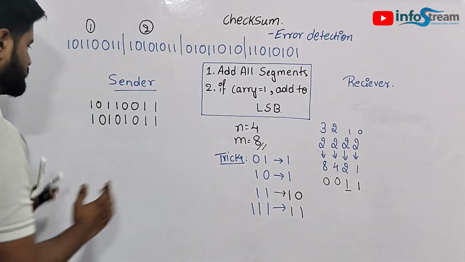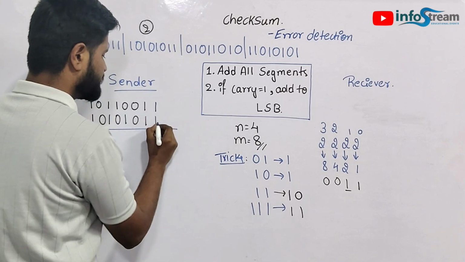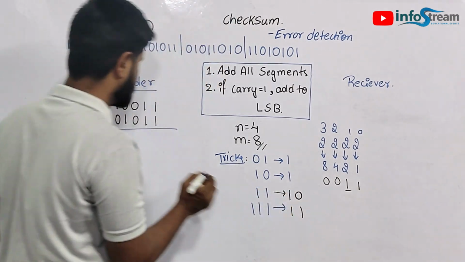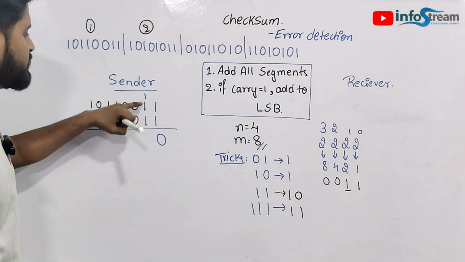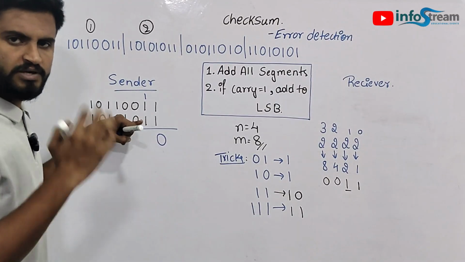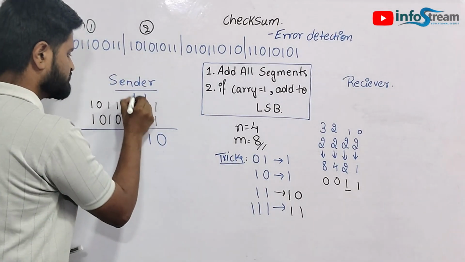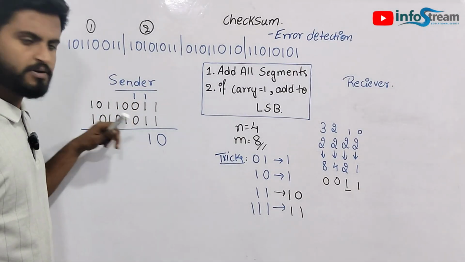So now let's write here. So if you see here, 1 plus 1, 2. I will represent 2. 0 will be the sum, 1 will be the carry. 0 will be the sum, 1 will be the carry. 1 plus 1 plus 1, it will be 3. So I will represent 3, 1 will be the sum, 1 will be the carry. 1 plus 0 will be 1, 1 plus 0 will be 1.